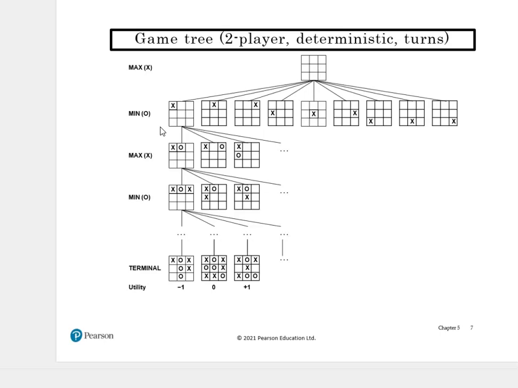So play alternates between Max placing an X and Min placing an O until we reach leaf nodes corresponding to a terminal state. This is a terminal state where Min wins, so the utility for Max is -1. This is a terminal state where there's a tie, so the utility is 0, and this is a terminal state where Max wins along the diagonal, so he gets a utility value of +1.